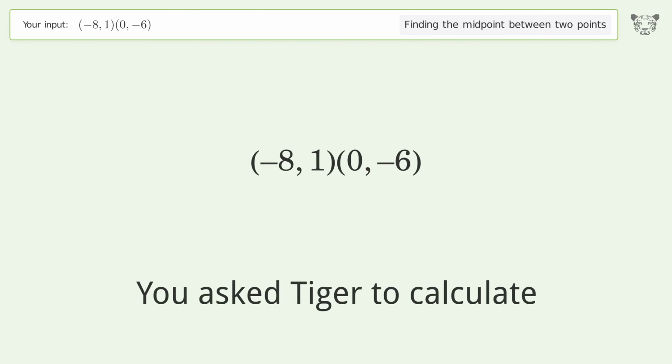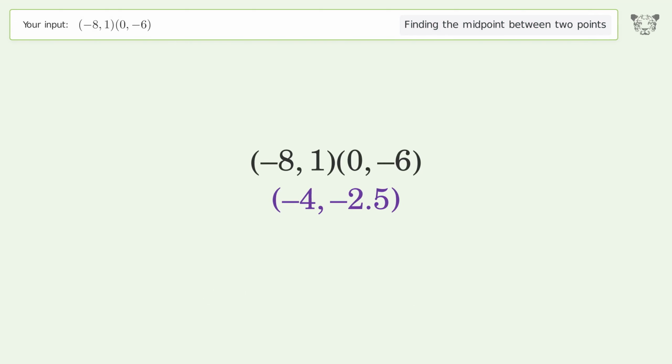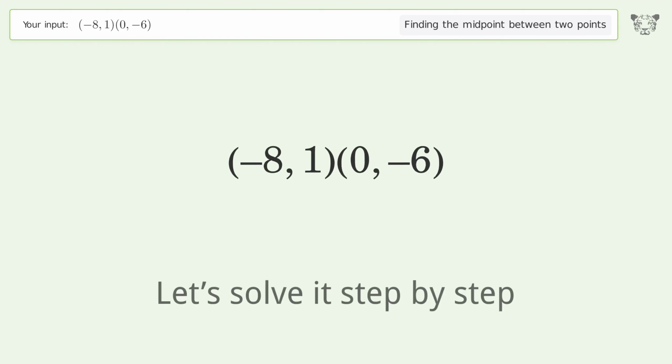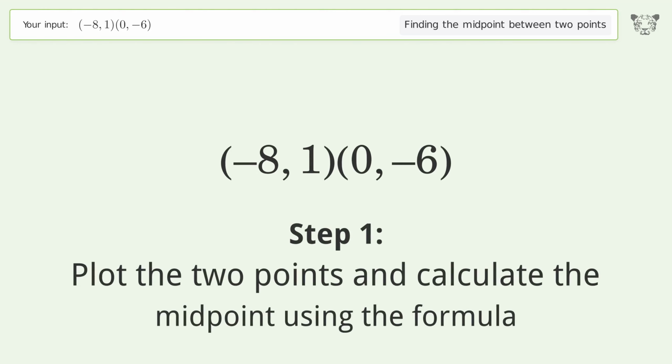You ask Tiger to calculate. This deals with finding the midpoint between 2 points. The midpoint between the 2 points is -4, -2.5. Let's solve it step by step. Plot the 2 points and calculate the midpoint using the formula.